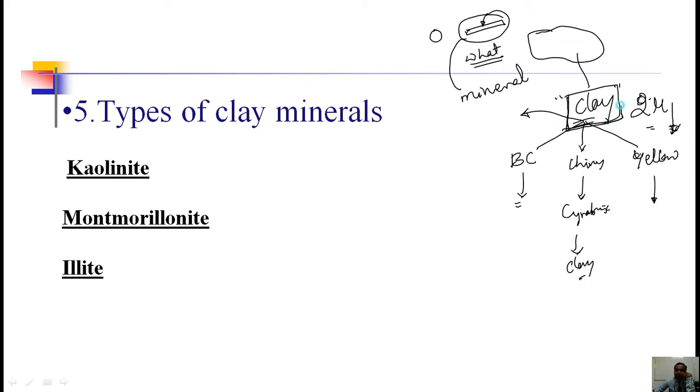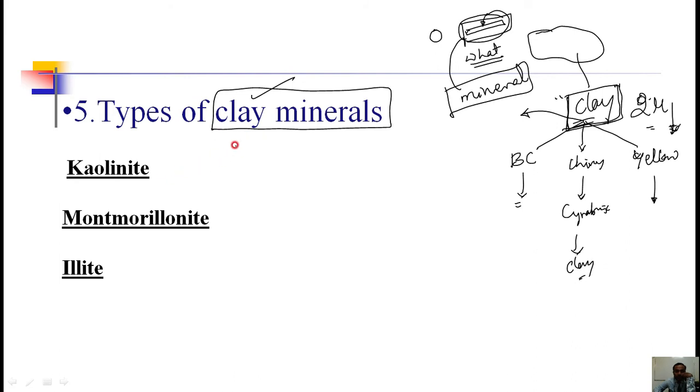Then their behavior depends on what? Their behavior depends on their parents. Their parents are minerals. Therefore, we need to study clay minerals. It will give you the behavior of clay particles. There are three types of minerals: kaolinite, montmorillonite, illite. Once again, kaolinite, montmorillonite and illite. We'll go one by one.